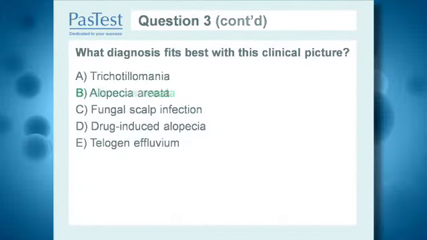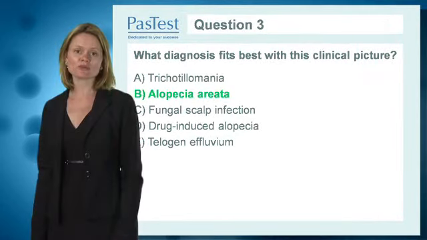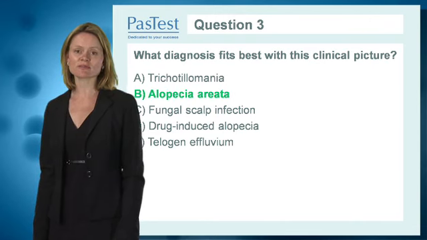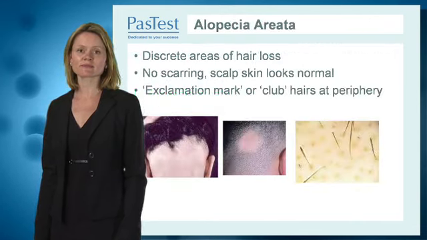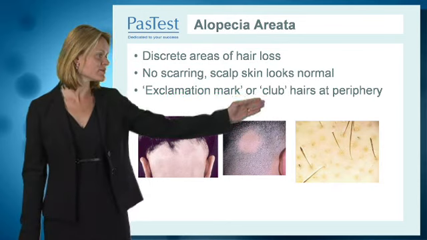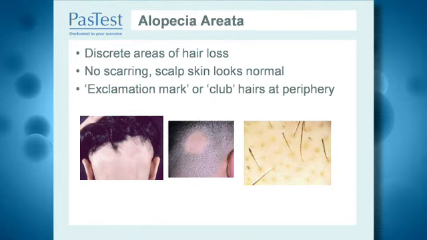So the correct answer here is B, alopecia areata. Now all of these answers cause hair loss, but we'll see why in a minute, why alopecia areata is the best. So alopecia areata, as we can see, causes discrete areas of hair loss. Of importance, there is no scarring, so the scalp skin, as you can see here, looks normal.